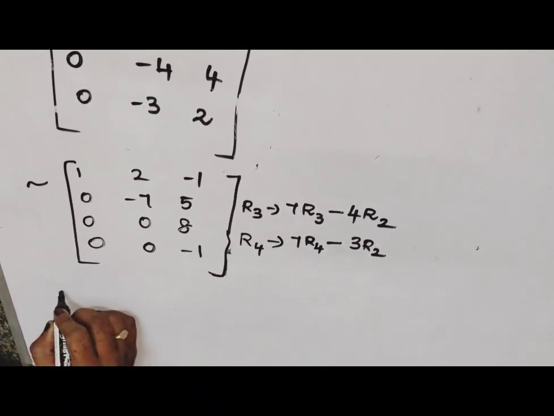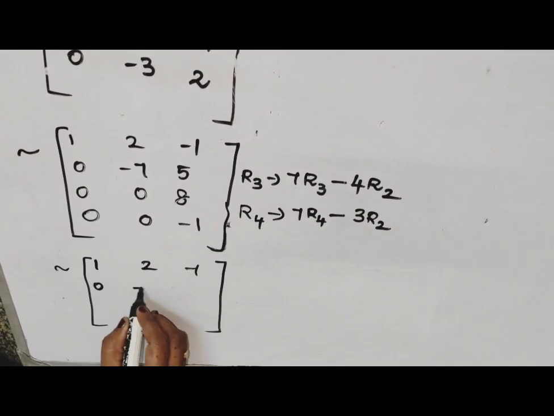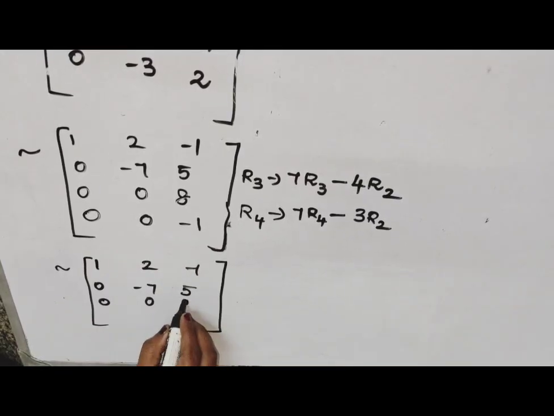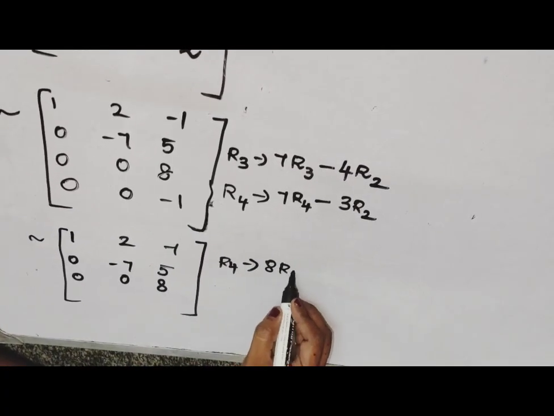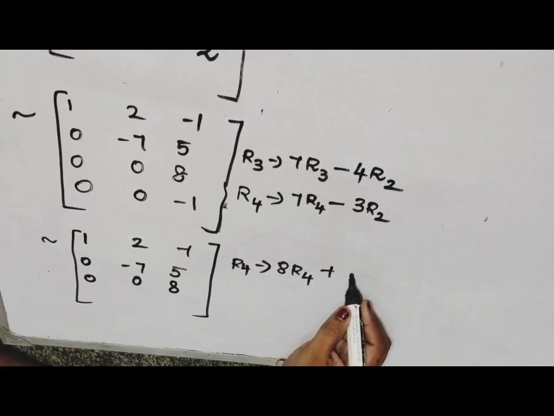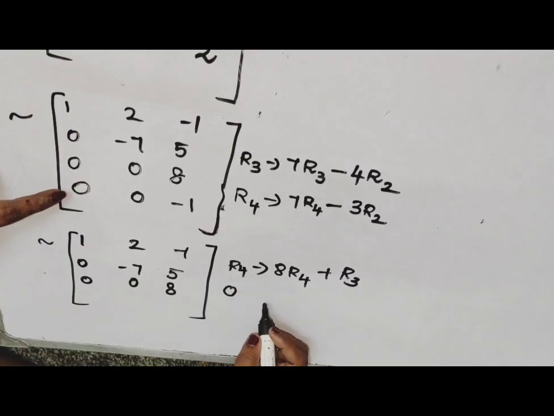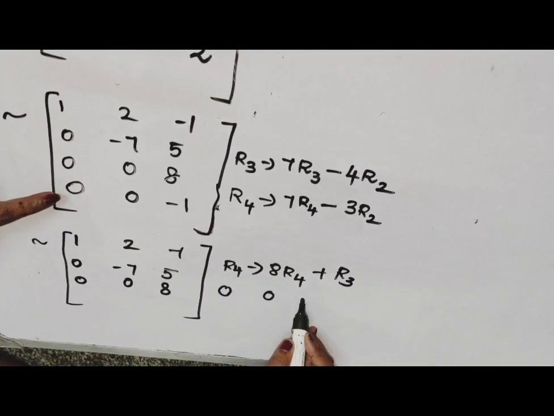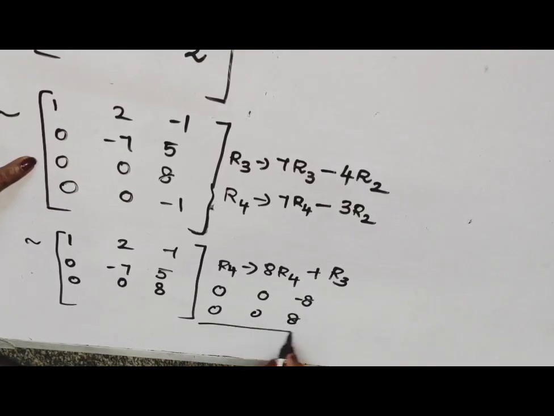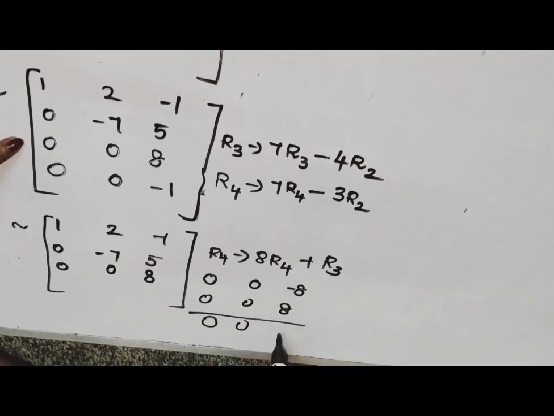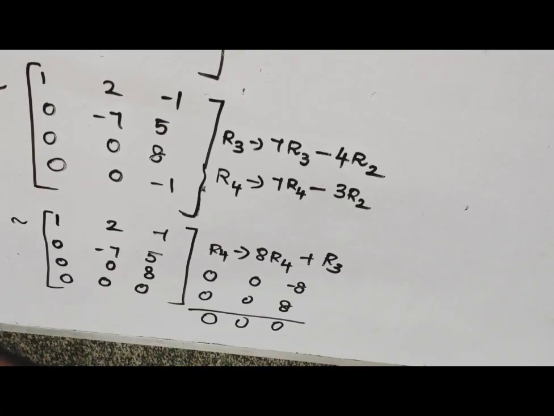So what we have to do is, in the next step, first 3 rows we will have as it is: 1 2 minus 1, 0 minus 7 5, 0 0 8. R4 implies 8R4 plus R3. Okay, so multiply R4 with 8. So 0 into 8 is 0, 0 into 8 is 0, minus 1 into 8 is minus 8. R3 we will have as it is, 0 0 8. So we are going to perform addition: 0, 0, minus 8 plus 8 will become 0. So all the elements in the last row have become 0, and we have achieved our motive.